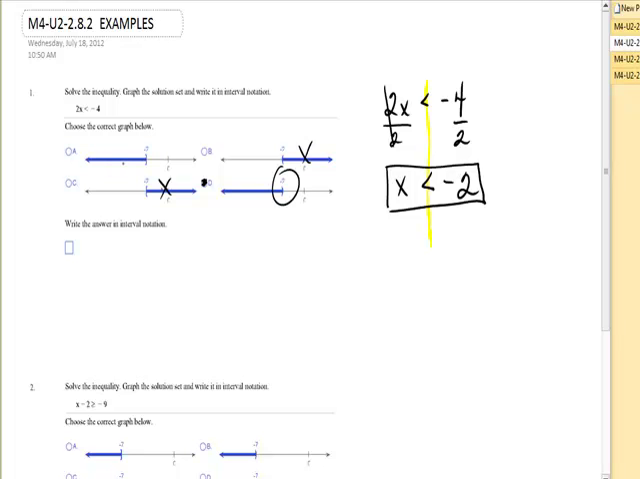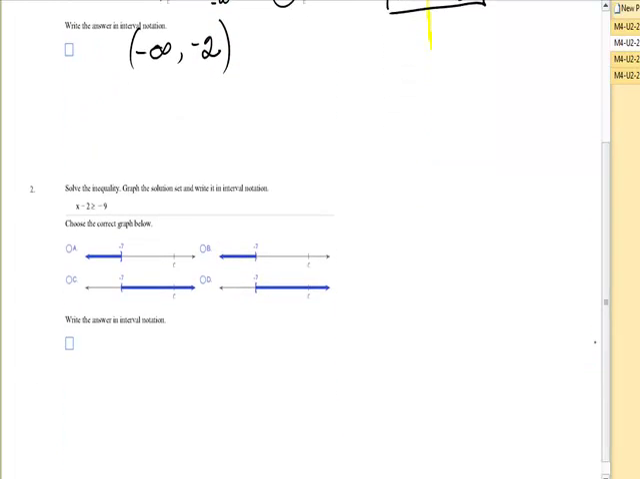Write this in interval notation. It's helpful to remember where this is headed, and it's headed toward negative infinity. So left to right, negative infinity, comma, negative 2. Always parentheses around the infinities, and in this case, parentheses around the negative 2. Let's look at the second one.